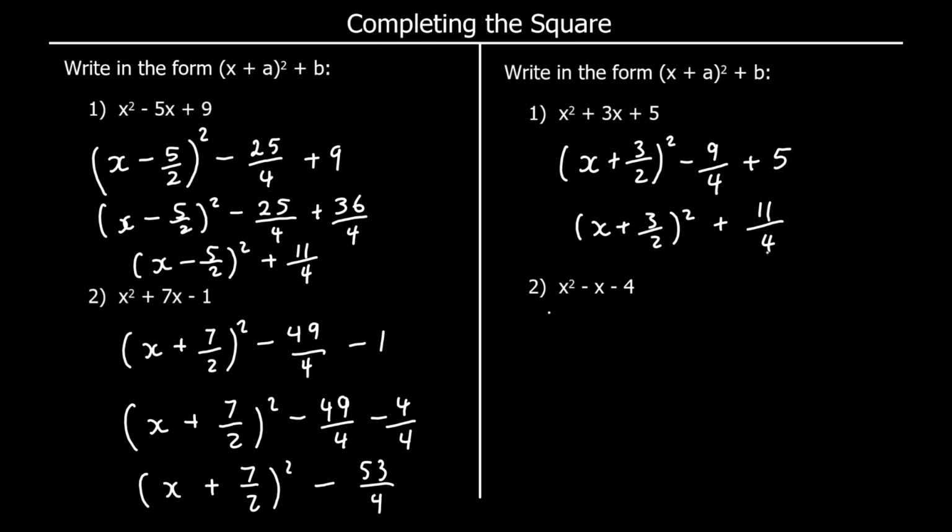And the second one, our b is negative 1. So it's going to be x minus a half squared. Take away a half squared, which is a quarter. And then take away 4 as well. So 4 is 16 quarters. That's going to be minus 17 quarters.